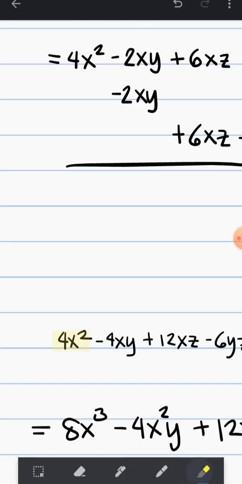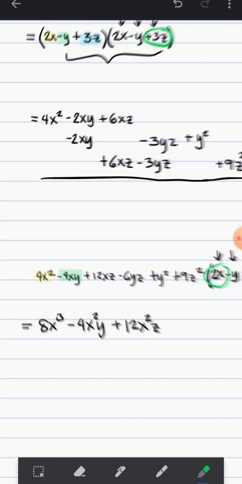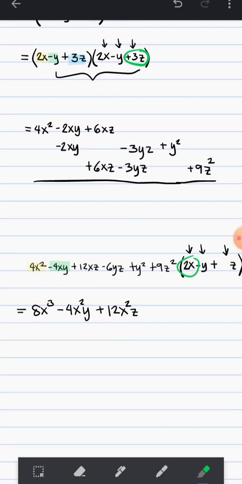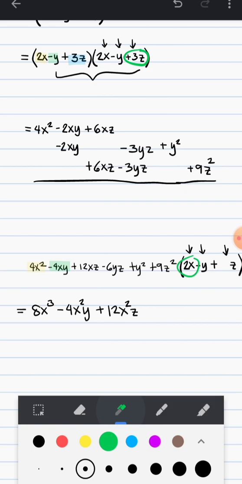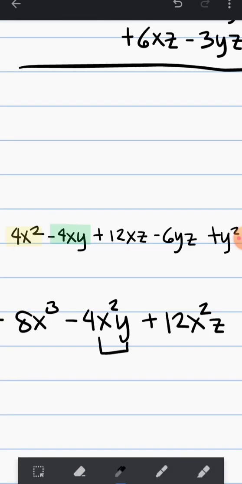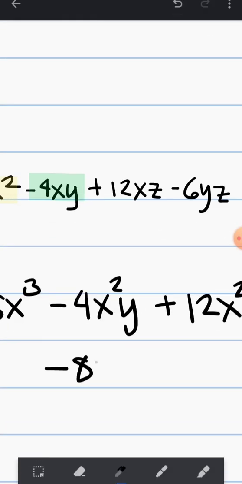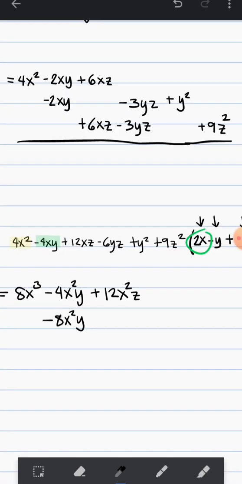And then this, negative 4xy. Negative 4xy times 2x is going to be negative 8x squared y. 2 times negative 4 is negative 8, so negative 8x squared y.